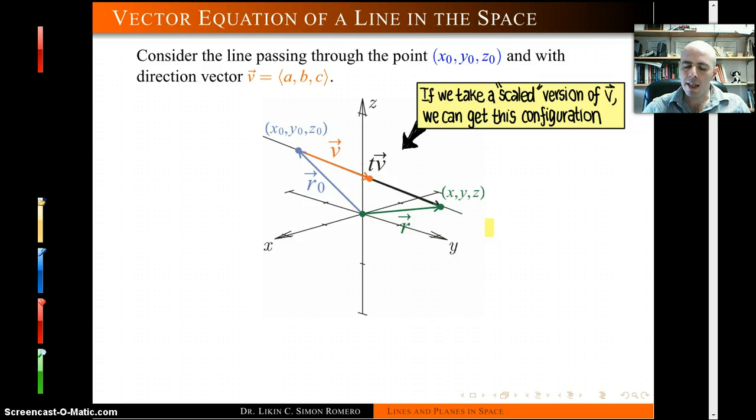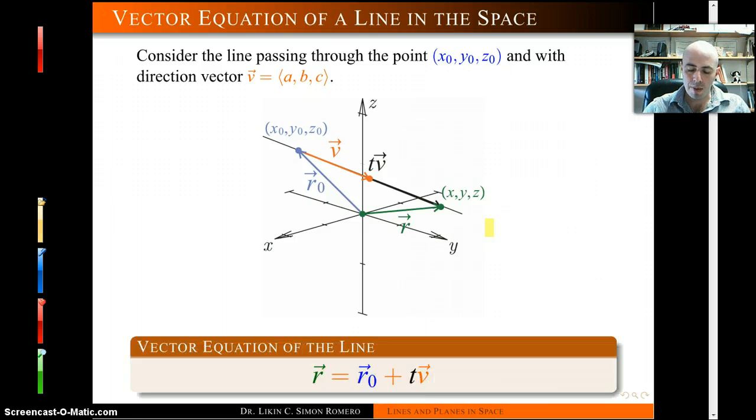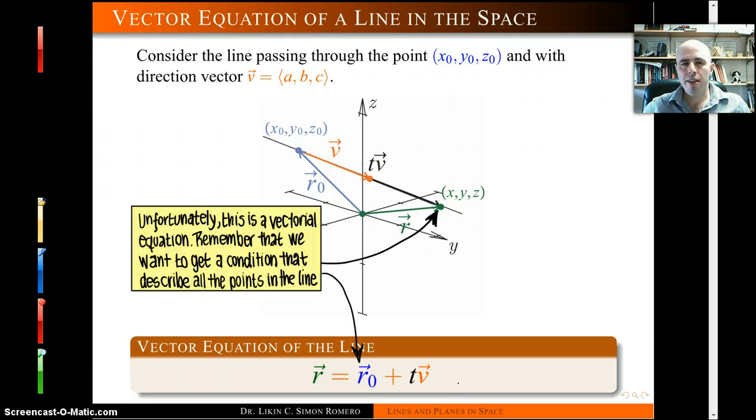The answer is yes. If we take a scaled version of b, we can get this configuration. Notice that the vector r that goes from the origin to x, y, and z is the same as the sum of the vectors r0 and the scaled version of b. That gives you the equation r is equal to r0 plus tb. Unfortunately, this is a vector equation, and remember that we're trying to describe points.